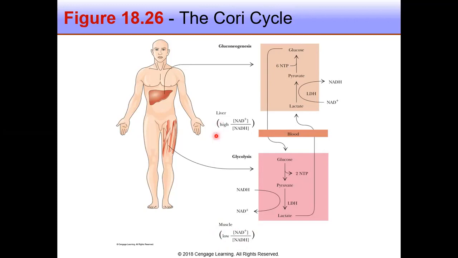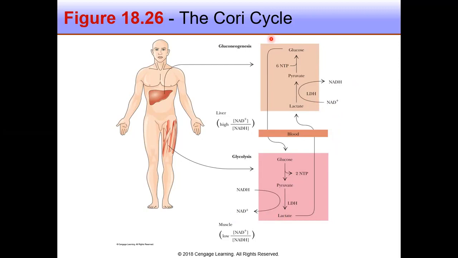And in the liver, we have a high NAD+ to NADH ratio. Now, NAD+ is produced in glycolysis. NADH produced in glycolysis is reused in gluconeogenesis, and there is a recycling of NAD+. Here it's a product, here it's a reactant, and so on.